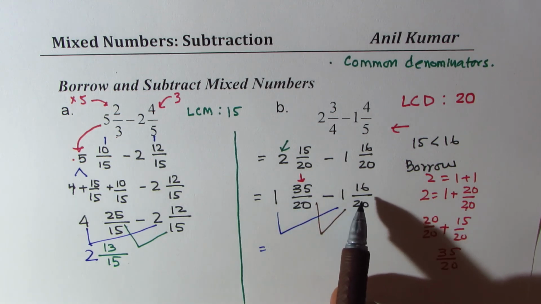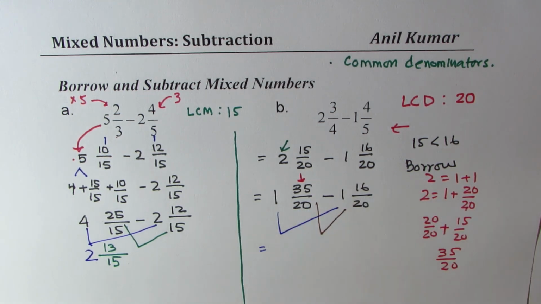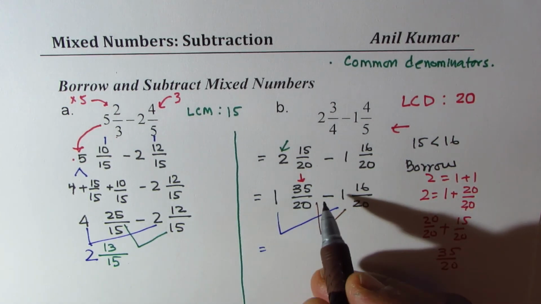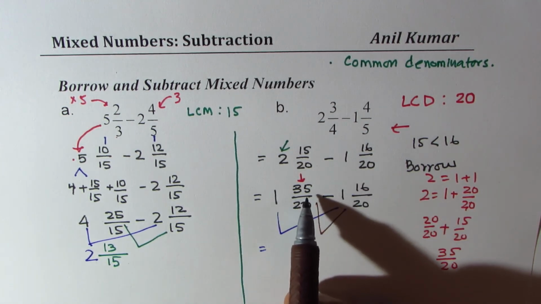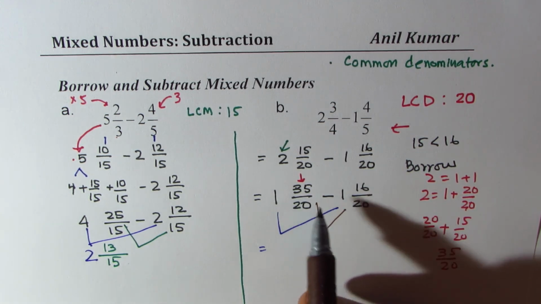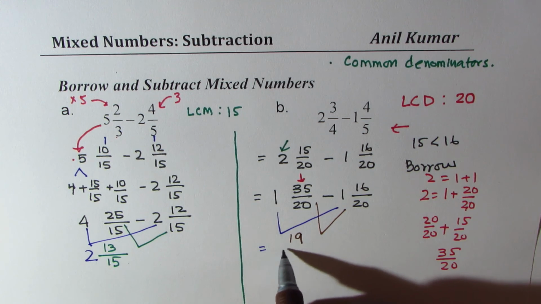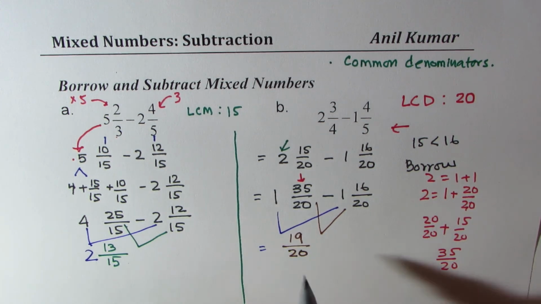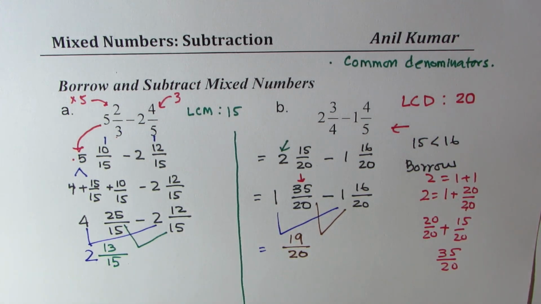35 minus 16, right? So 35 minus 16 will be 19, right? So 19 over 20 as your answer. Does that make sense to you, correct? So that is how we could actually take away mixed numbers from the other mixed number. I hope it makes sense.